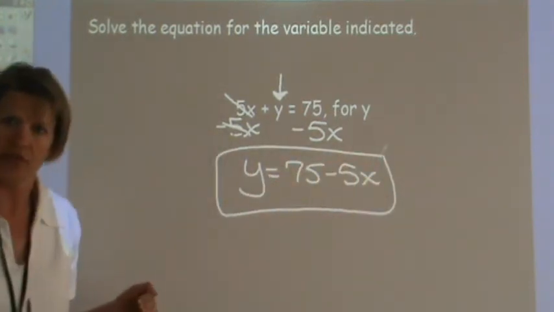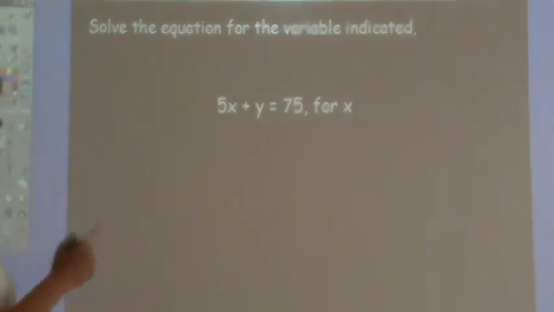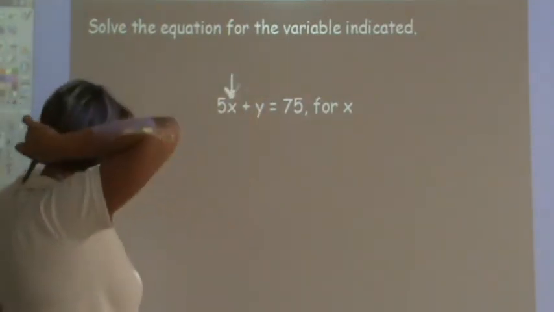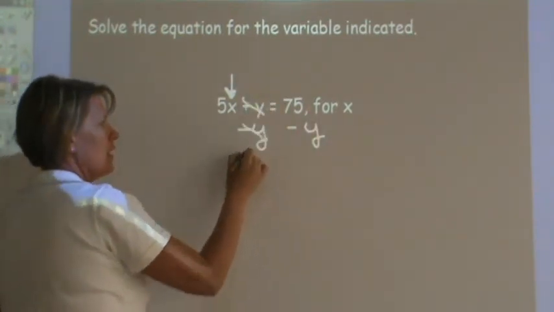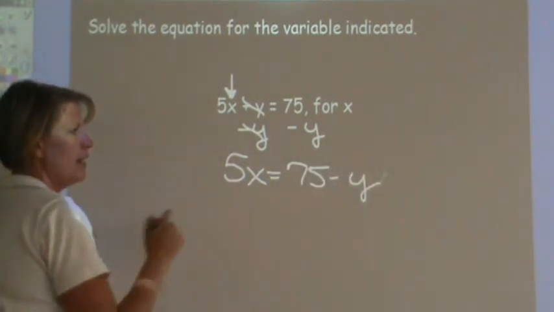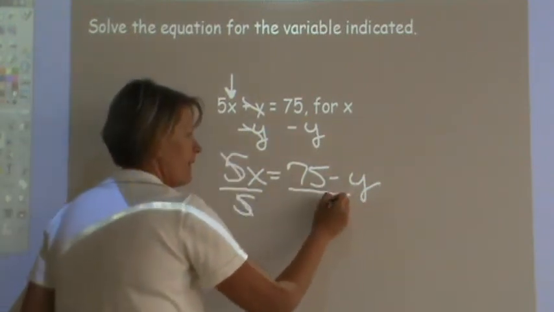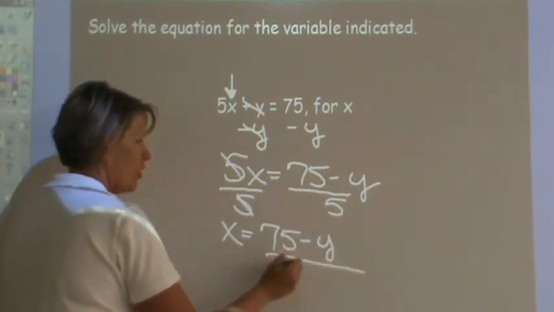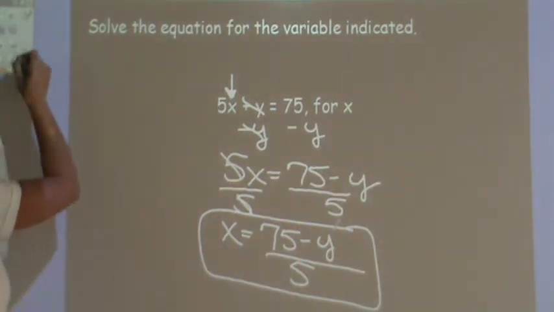This is what we should be able to do. 1 and 2 step ones we should be able to do. All right, let's try it again. This time we're going to solve it for x. So do the addition and subtraction first. It's a positive y, so I'm going to subtract y. 5x equals 75 minus y. Last step, I got to get rid of this 5 by dividing. So x equals 75 minus y all over 5. Okay, and that's our answer.